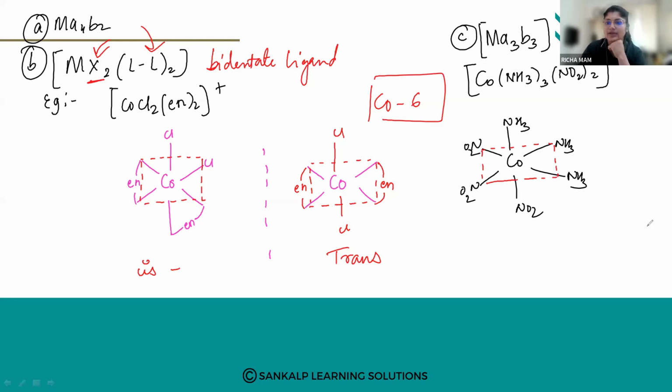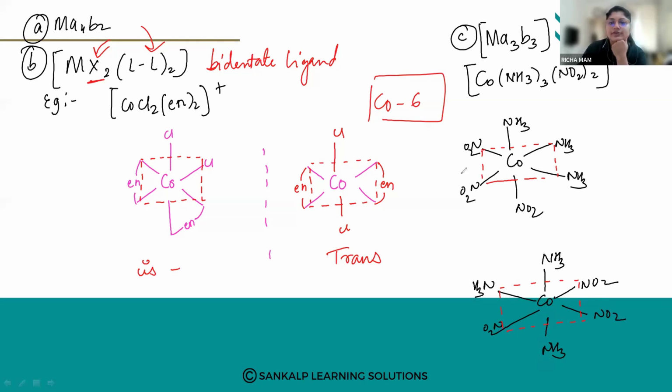Okay, so this is one arrangement possible. Second arrangement, so take this down. So this is another where NH3 are opposite to each other, and NO2, and here one NH3, and here one NO2. Now here, what is the possibility?